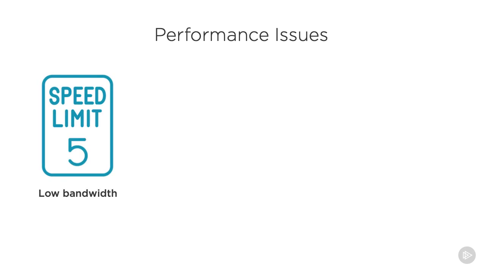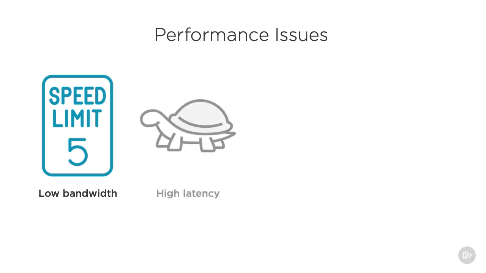First, we have low bandwidth. This occurs when there is congestion on a link or a node, much like a traffic jam on a road. Everything moves more slowly. Apps that require high bandwidth, such as video streaming or database synchronizing, will be especially affected.